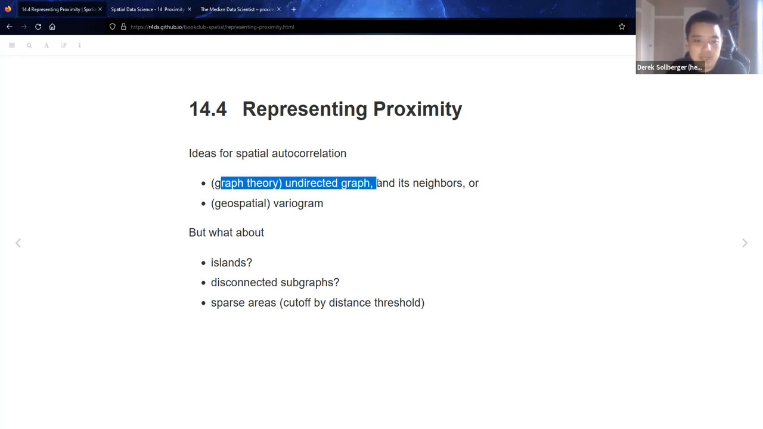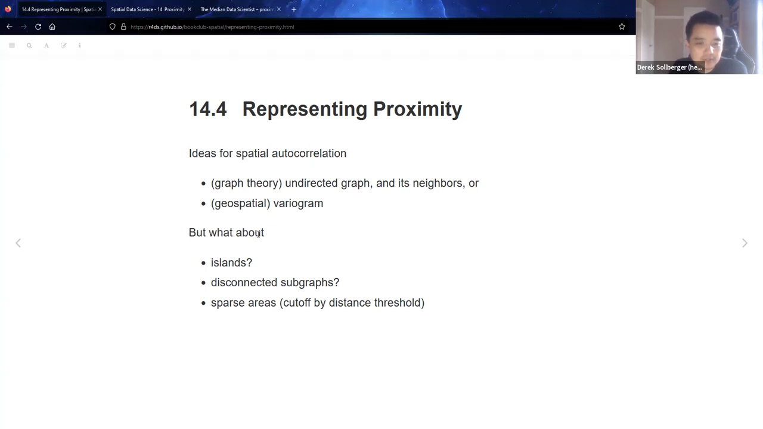From a graph theory mathematical point of view, we usually think of building an undirected graph. A directed graph can be used as well, and its neighbors. From a geospatial point of view, the authors tend to think more about a variogram, the function that helps represent correlations in the numerical calculations. But of course, we then have to take on the spatial matter as well.